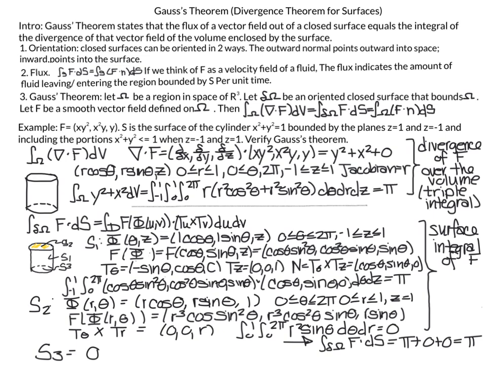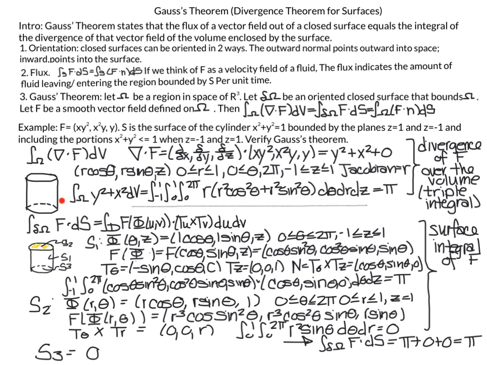that they are equal. Our first example has the vector field F equal to (xy squared, y, y), where S is the surface of the cylinder x squared plus y squared equals 1. That's a cylinder of radius 1, bound by the planes z equals 1 and z equals negative 1, and including the portions x squared plus y squared is less than or equal to 1 when z is negative 1 and equal to 1.